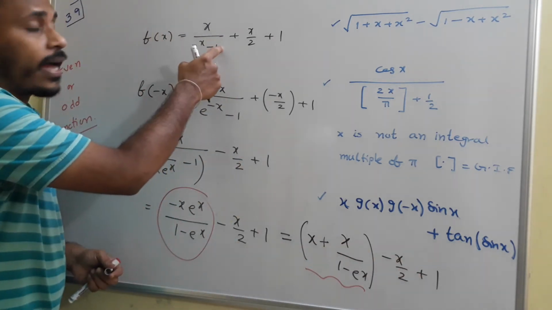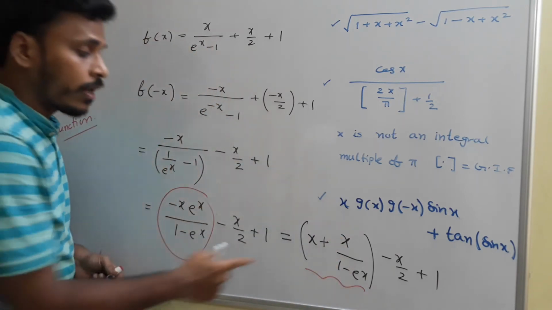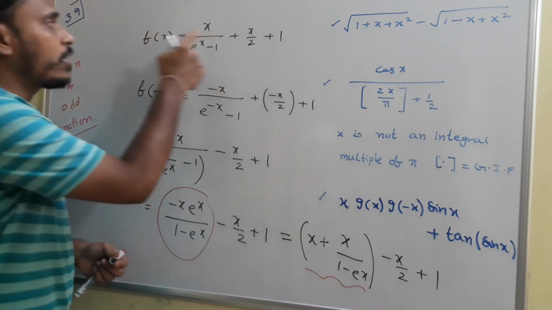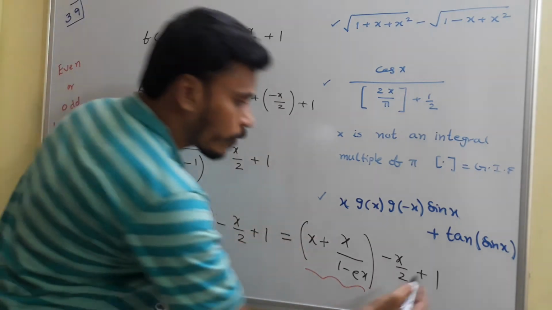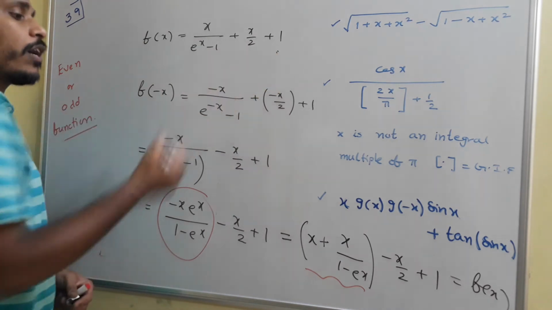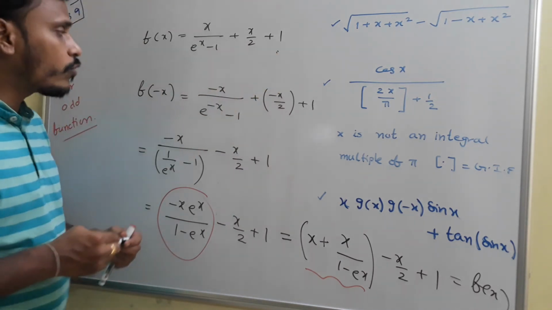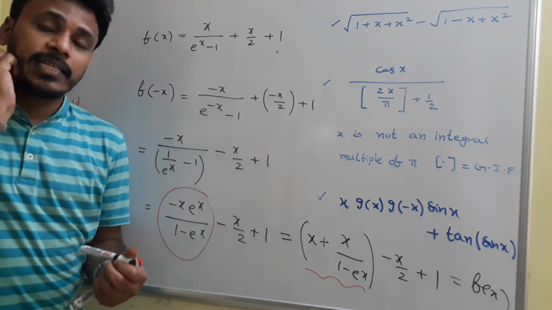Again look at this f of x, x by 1 minus e power x. This x minus x by 2 is again f of x, and plus 1 is there. And this equals f of x. We say this particular function is an even function. How does it become even? We observe that f of minus x is f of x.